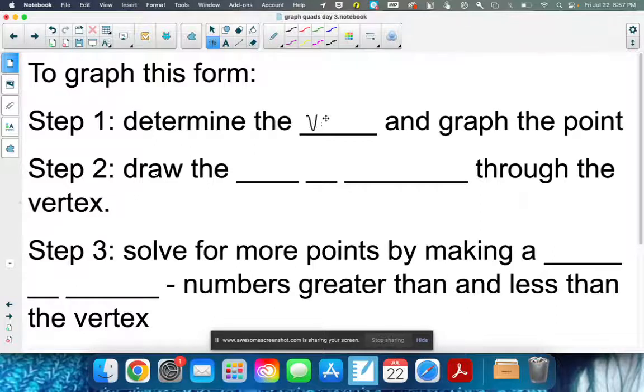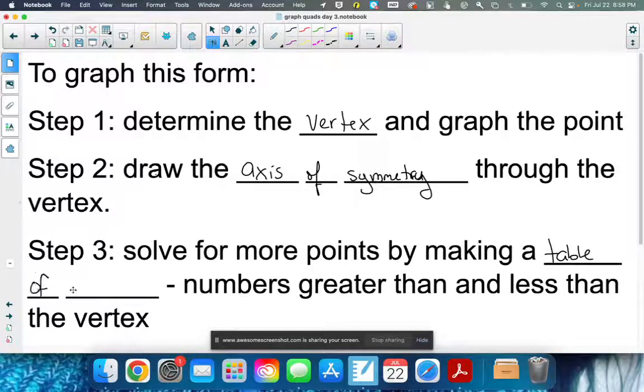Okay, so determine the vertex and graph the point, always first. We're going to go ahead and draw the axis of symmetry on this one just so we can make sure that our graph is nice and symmetric. It'll help us with our points when we're substituting them in. There's usually some issues like substituting in negatives, so I try to have everybody do the axis of symmetry on this. And then you're going to solve for more points by making a table of values.